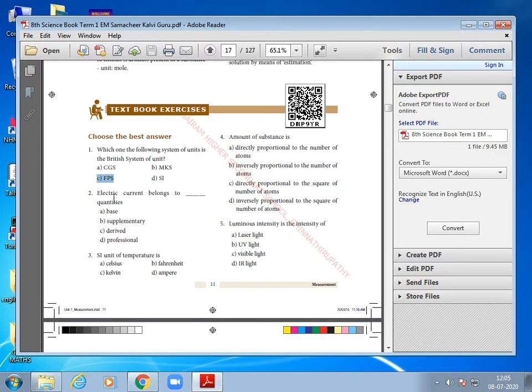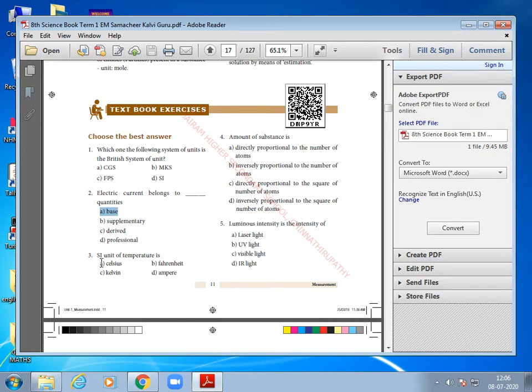Okay, next question. Electric current belongs to dash quantities. The second question's answer: electric current is a basic quantity, so the answer is A. This is a base quantity. Base means fundamental quantities.